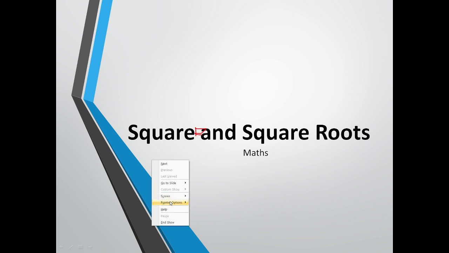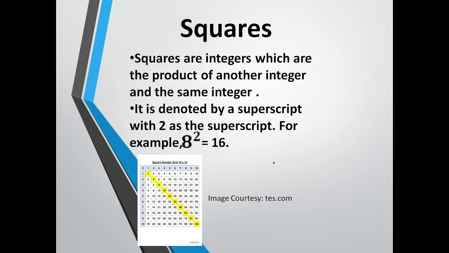Okay. So first we'll learn about squares. Squares are integers which are the product of another integer and the same integer.